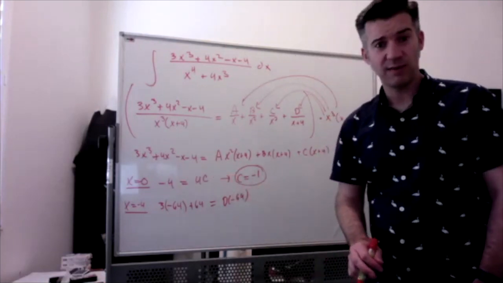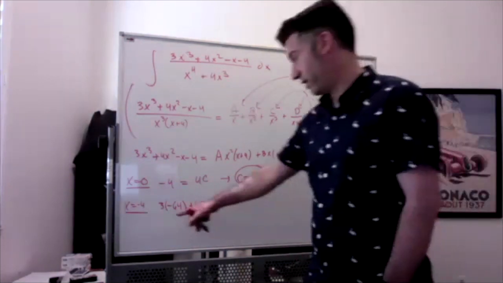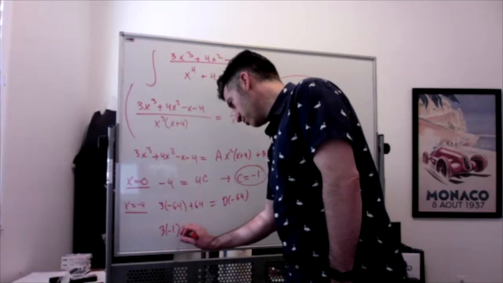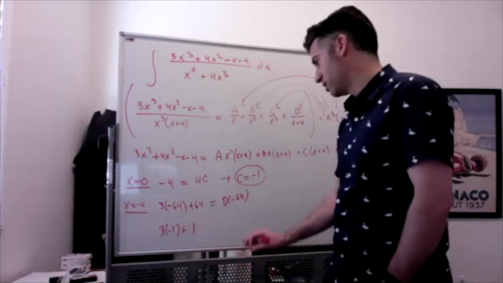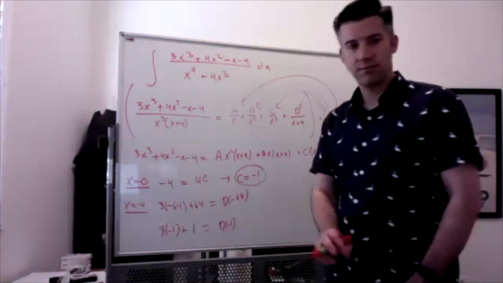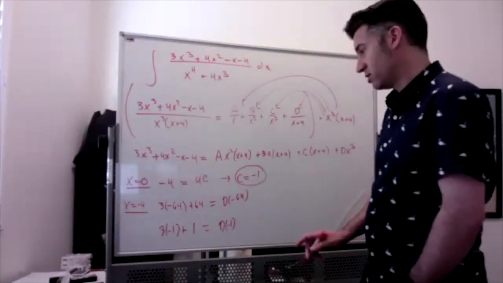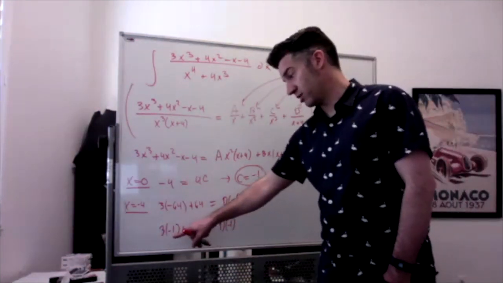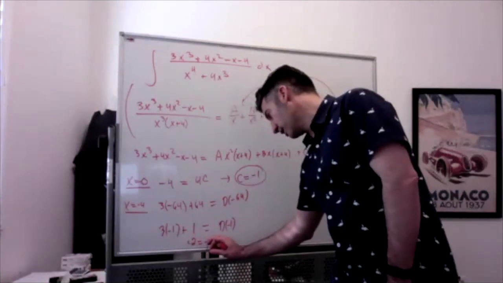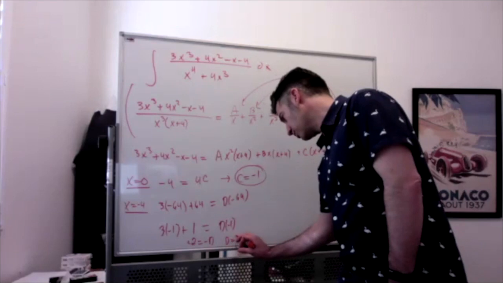Let's divide both sides by 64. So dividing this by 64, you get 3 times -1 plus 1 equals d times -1. Well, that's a lot nicer. So then -3 plus 1, which is -2. So -2 equals -d. So d equals 2.